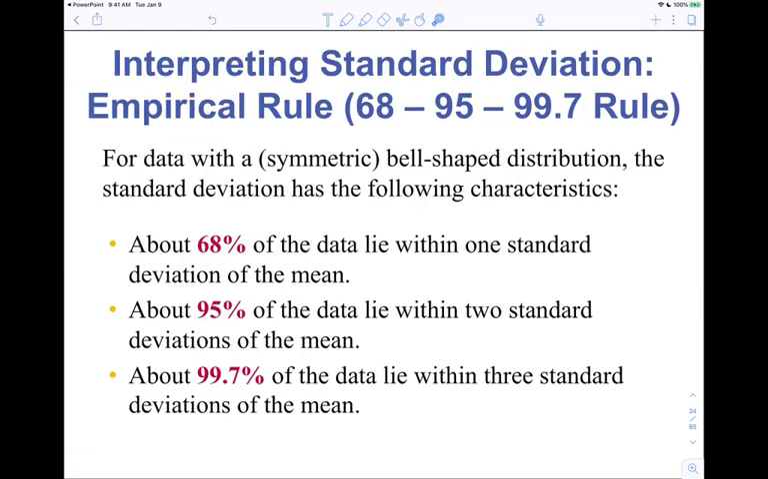Interpreting standard deviation, empirical rule. So we have the 68, 95, 99.7 rule. For data with a symmetric bell-shaped distribution, the standard deviation has the following characteristics. About 68% of the data lie within 1 standard deviation of the average. 95% of the data lies within 2 standard deviations, and about 99.7% lie within 3 standard deviations.